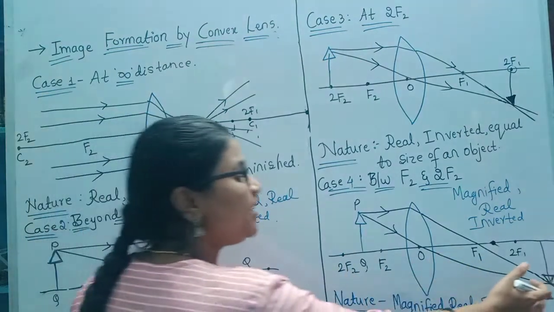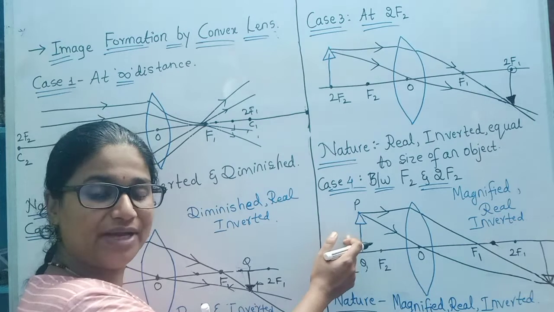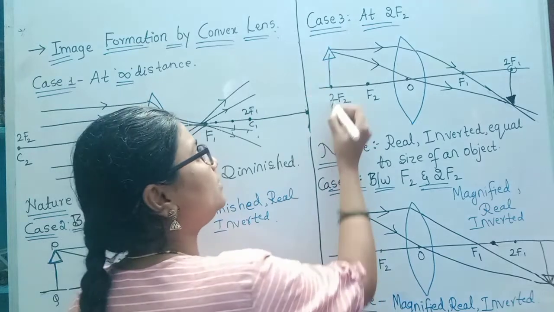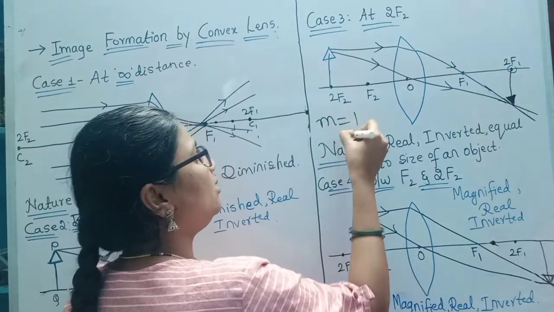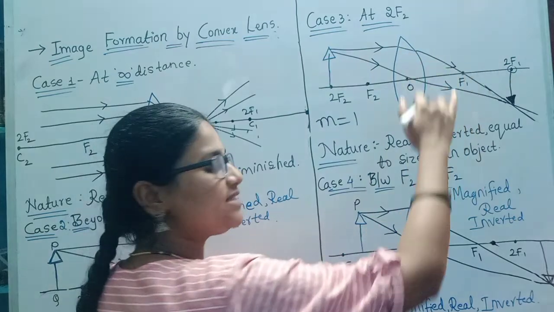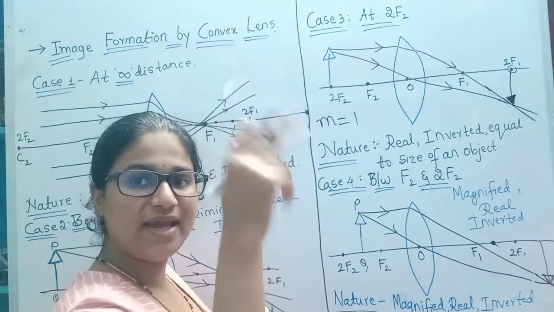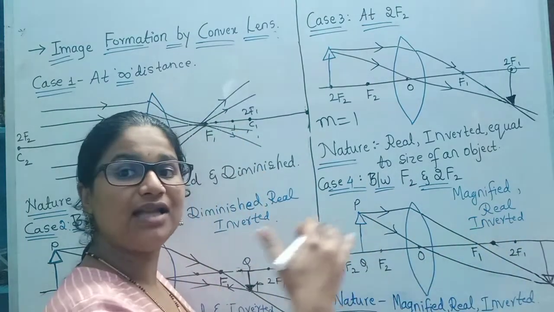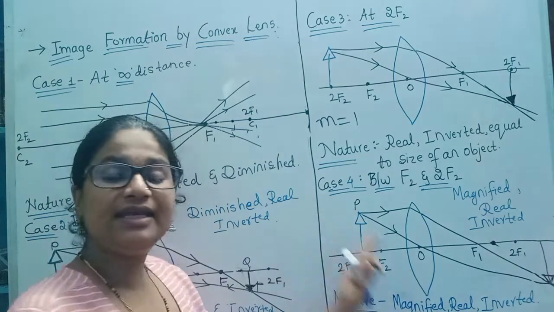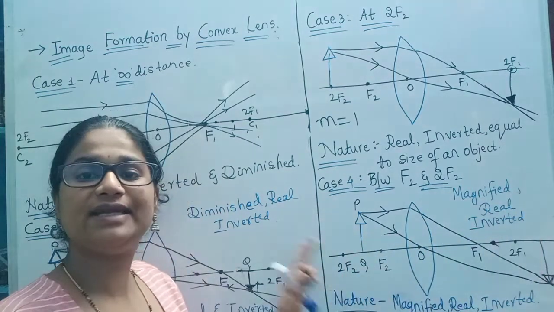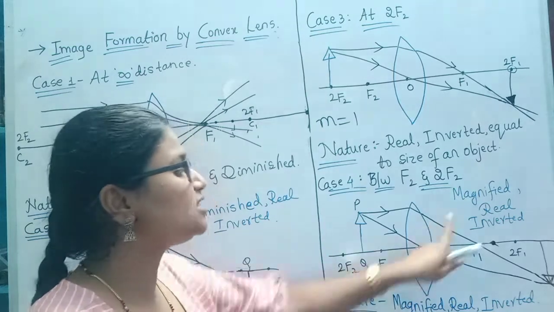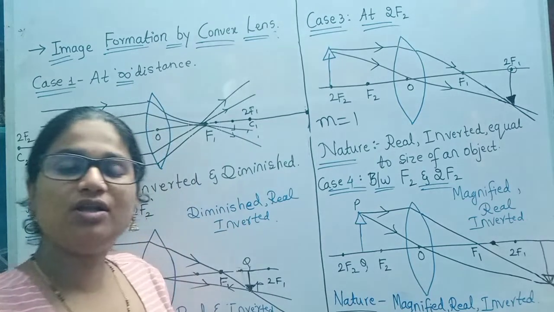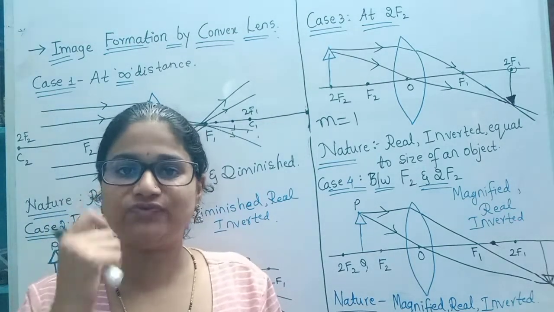So that is why the image will be larger in size compared to the object. It is called a magnified image. In the previous case, the magnification will be 1 because the object size and the image size are the same. Height is the same, so h by h cancels. It will be 1. Here the image size will be larger compared to the object and it is formed far from the optic center of the lens. So the nature is magnified, real and inverted. This is the case. So in all these 4 cases we learned the nature of the images.